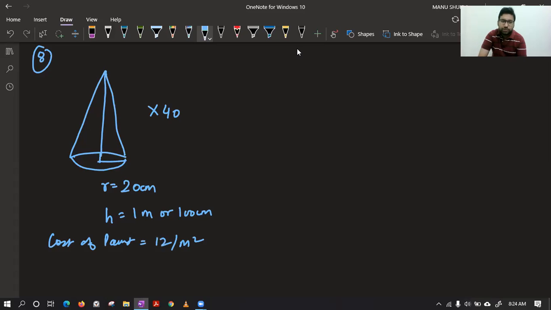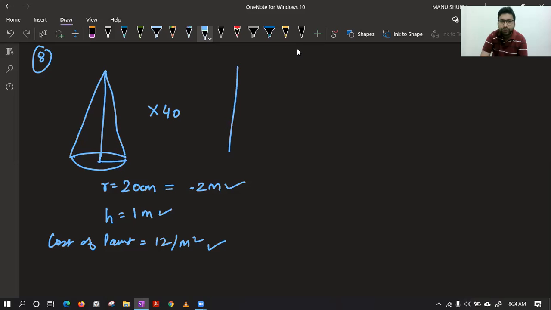So take in meter. Because the cost of painting is 12 per meter square, you can go for meters, so you can make it meters. 0.2 meters, and let it be 1 meter only. So we have made everything in meters. This is in meter, this is in meter, this is in meter. Now what will be the cost of painting all these cones? Not that tough a question. Again they are saying use pi equal to 3.14 and take the square root of this thing equal to 1.02. So we have all the things.